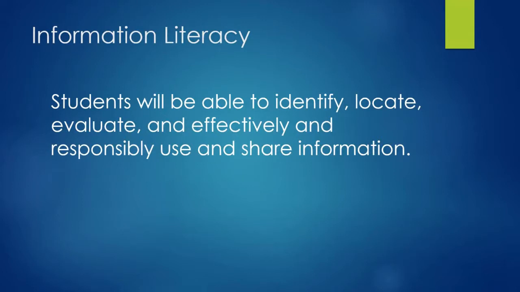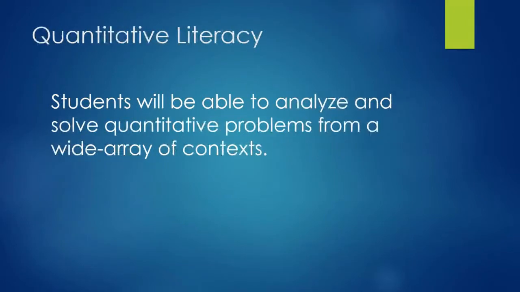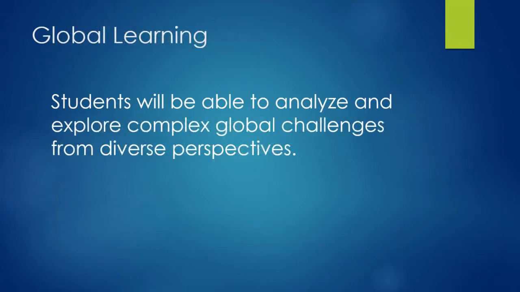The third one, for information literacy: students will be able to identify, locate, evaluate, and effectively and responsibly use and share information. That is the outcome for information literacy. Quantitative literacy: students will be able to analyze and solve quantitative problems from a wide array of contexts. And then finally, that last outcome for global learning: students will be able to analyze and explore complex global challenges from diverse perspectives.